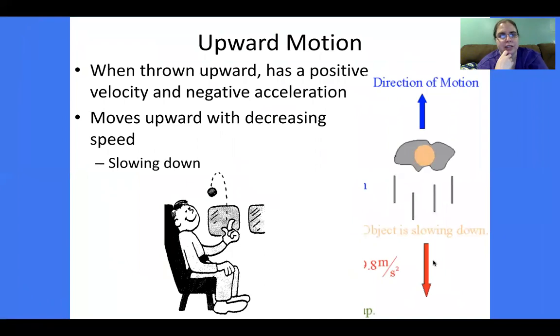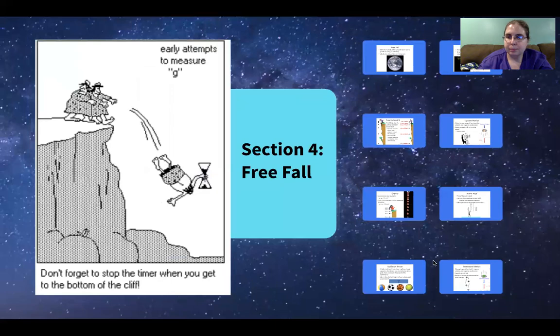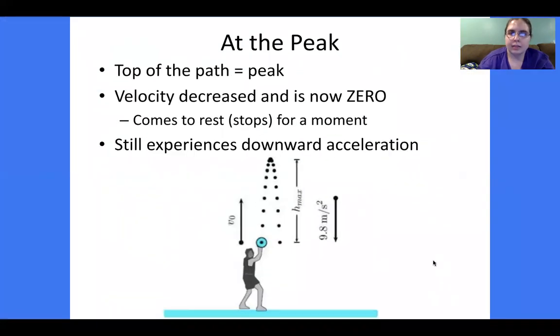Upward motion. So when you throw something upward, it has a positive velocity, but a negative acceleration. Notice how they're opposite each other. What this means is that the object is going to move up, but with a decreasing speed. It's slowing down. Then it reaches the peak, which is the very, very top of the path.